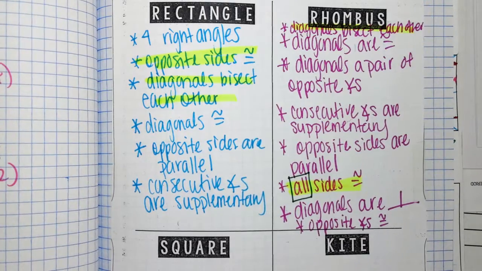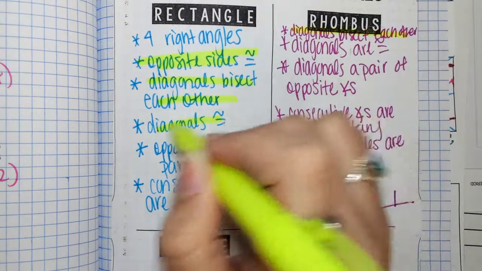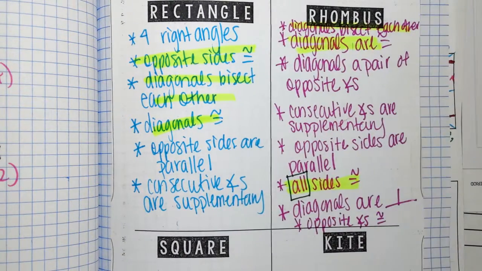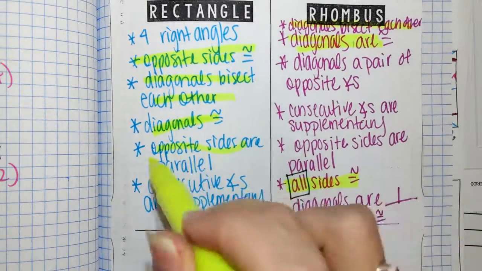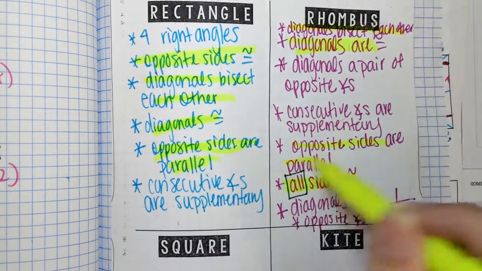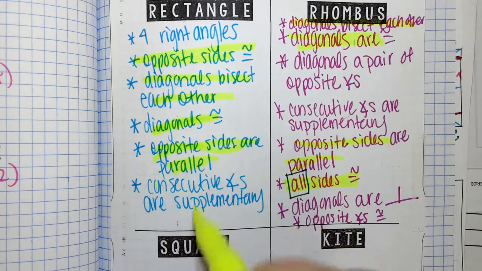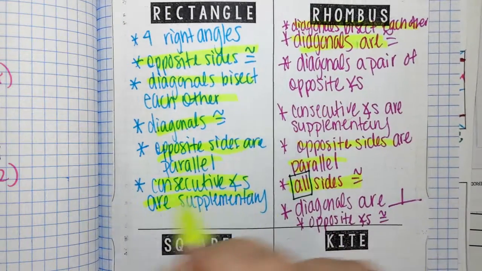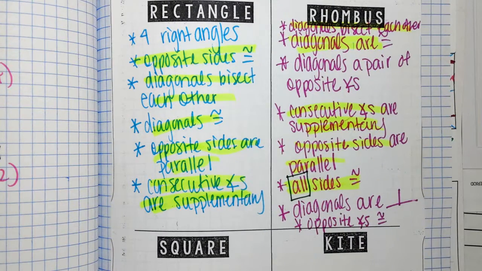Alright, are the diagonals congruent on both of them? Yep. Are opposite sides parallel? Yes. Are consecutive angles supplementary? On both? Now, what is different? Diagonals are perpendicular.